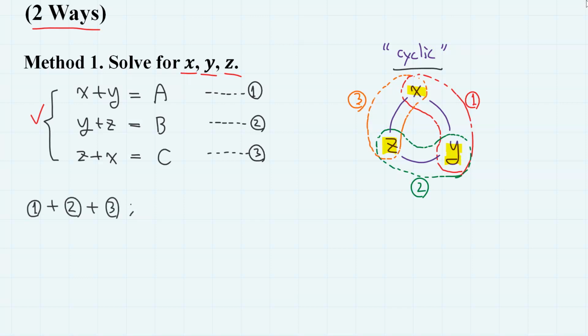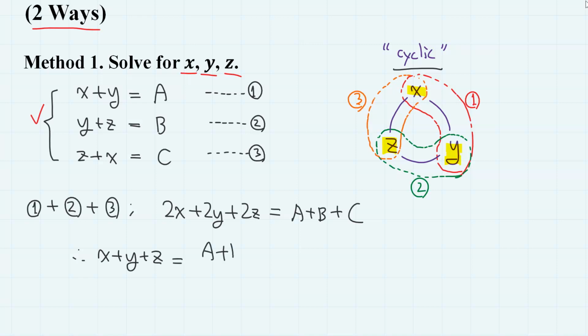add them up. Then we have 2x plus 2y plus 2z equals a plus b plus c. So dividing by 2, we have x plus y plus z equals (a plus b plus c) over 2. And let's call this equation 4.